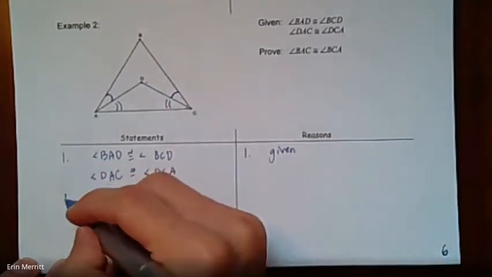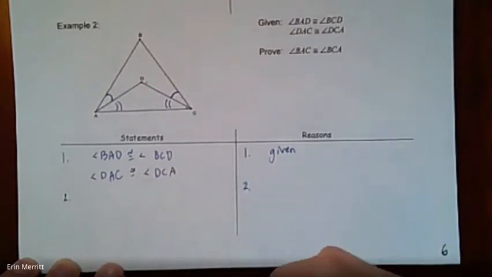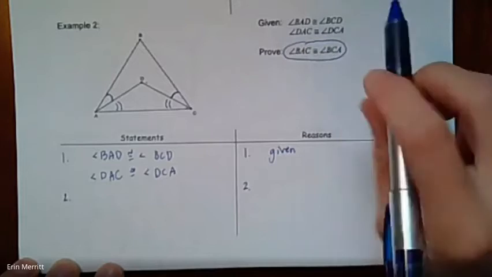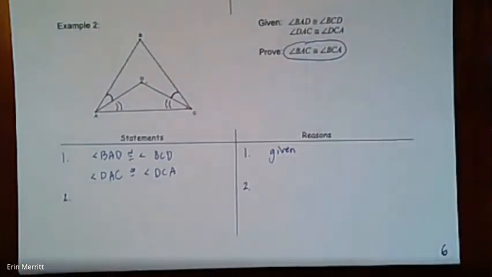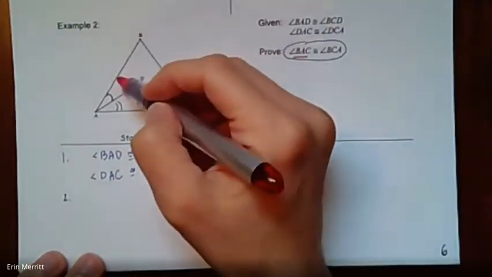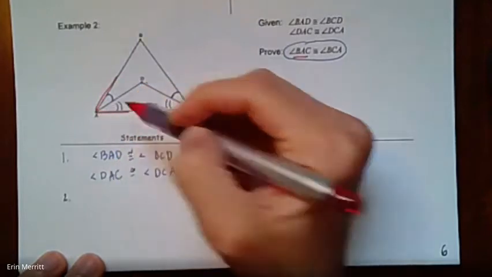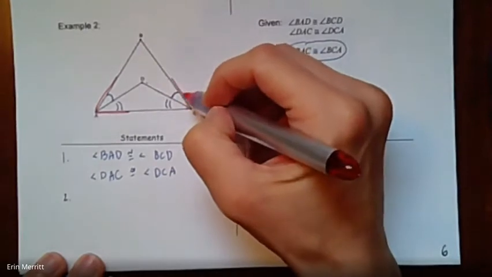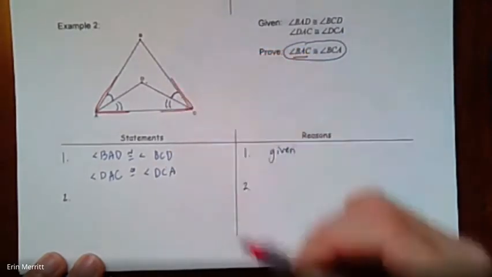All right. The goal, what we are trying to prove here, is that angle BAC. So I'm going to take my red pen here. Angle BAC is that whole corner. I want to prove that that's congruent to BCA, this whole corner.